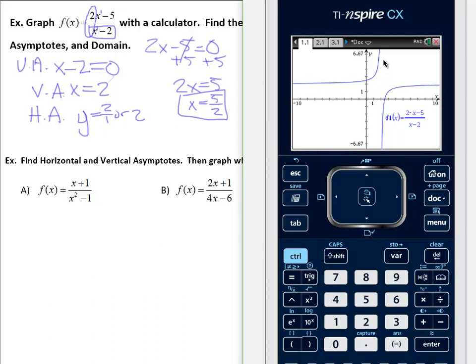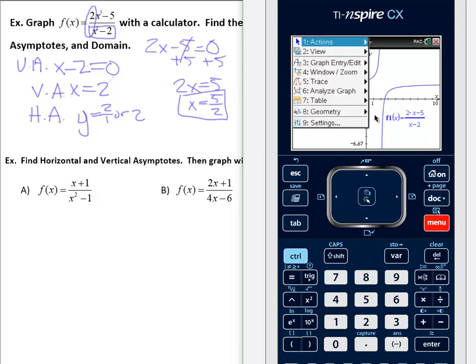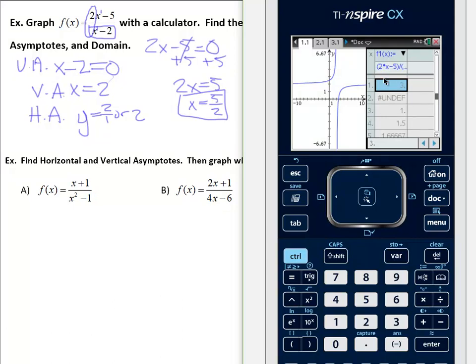Yep, I can see at about positive 2 there looks like a vertical asymptote that my graph is curving towards positive infinity or negative infinity at. And my horizontal asymptote here is about at y equals positive 2. And I can look at a table of values. So if I go to Menu, Table, Split Screen Table, I can see some things like, hey, my y's are undefined when x is 2.